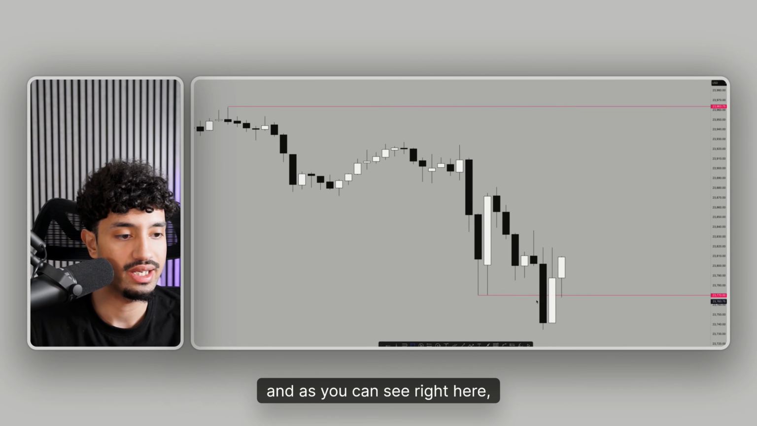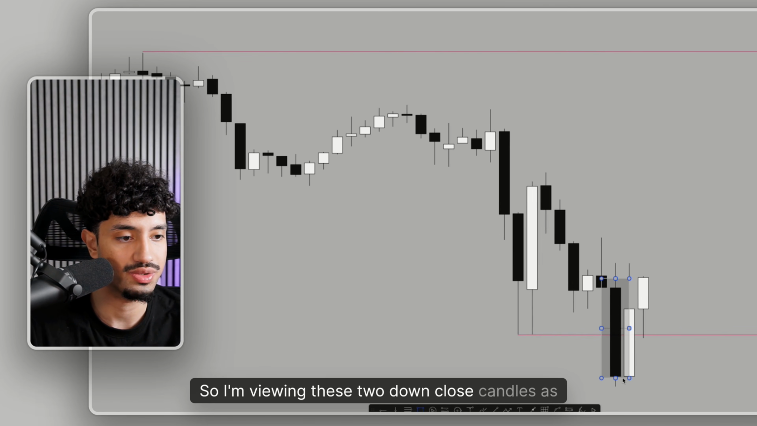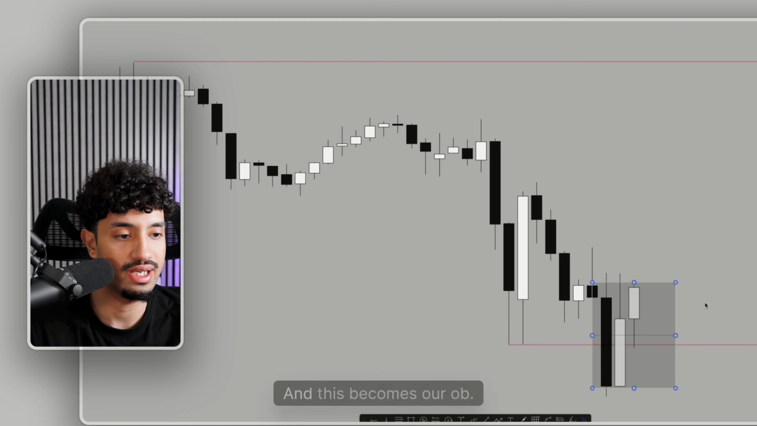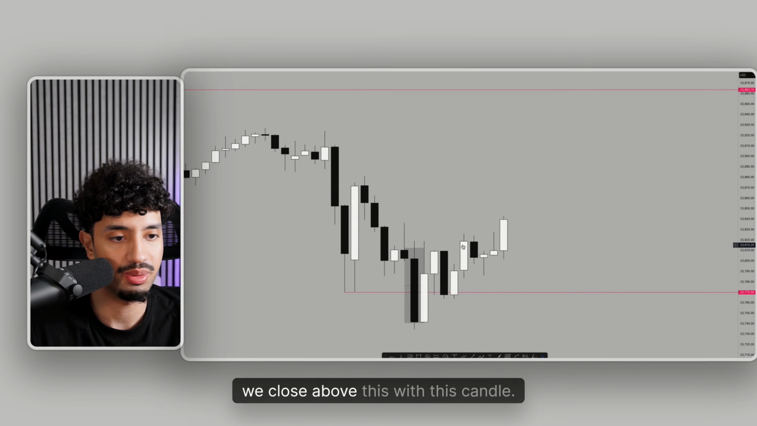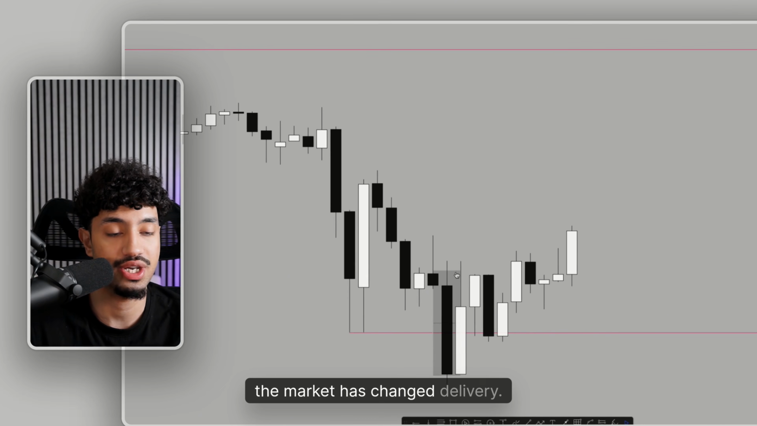And as you can see right here, what happens? We take out the sell side liquidity. I'm viewing these two down close candles as one. As soon as we close above this, this is where we'll change delivery and this becomes our OB candidate. Okay, amazing. As you can see, we close above this with this candle. So once we do this, this is our OB. The market has changed delivery.